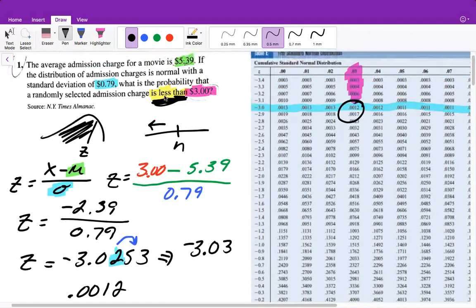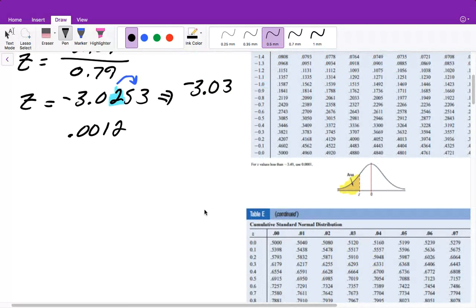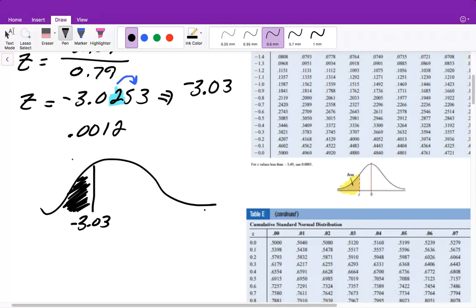And since it says it had to be less than, we are already solved for the answer, because whenever we solve for this, here's negative 3.03, and we are already solving for the area to the left of it, which means the area that is less than, or the probability that is less than. So this is your final answer.